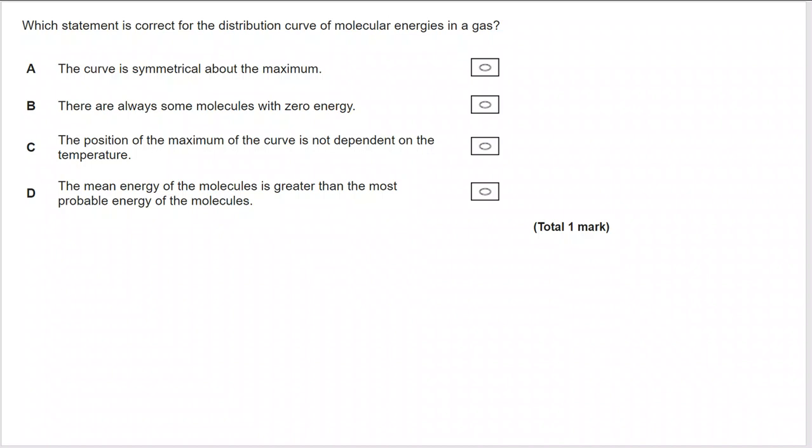This is an AQA A-level chemistry multiple choice question, and we are looking at the topic of kinetics. Pause the video, have a go, and then review your answer.